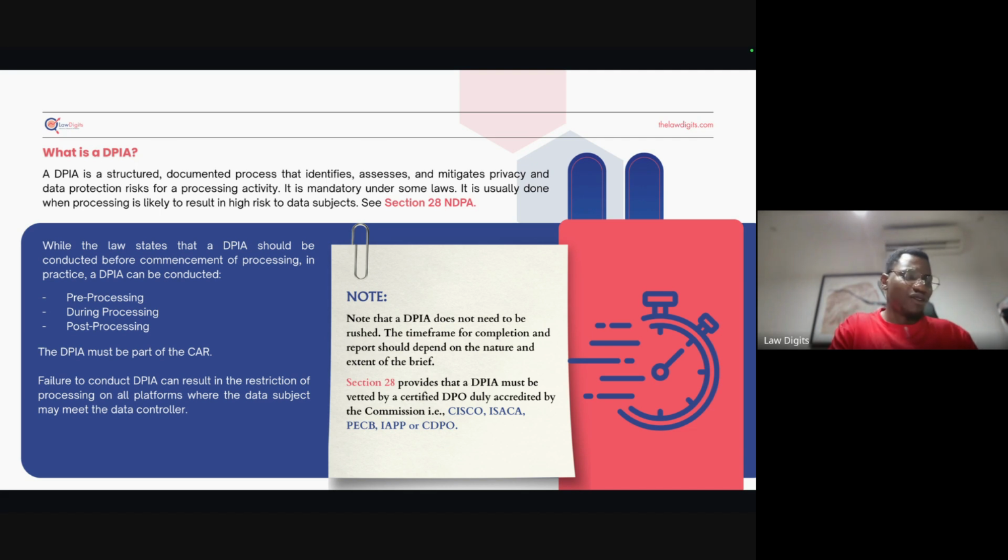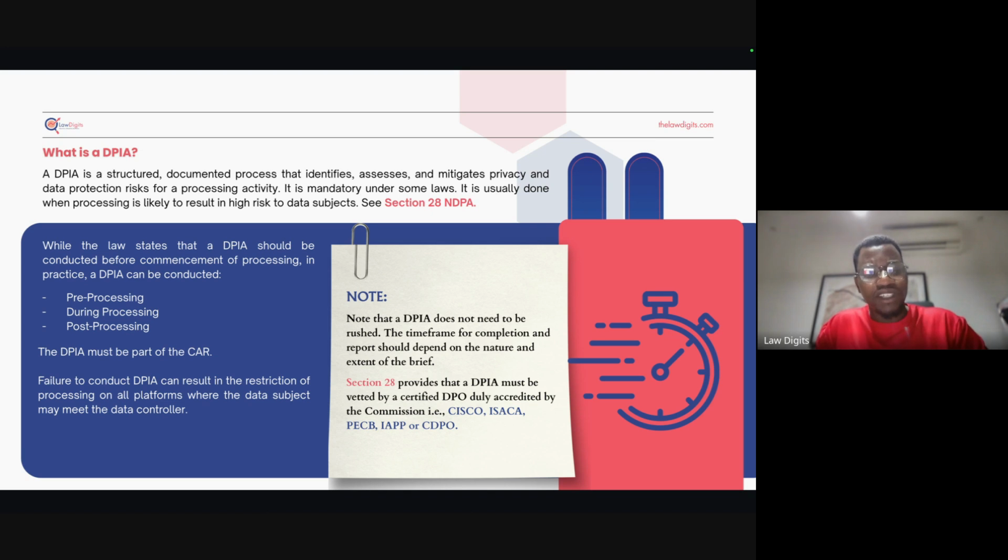Of course, they can commence prior to conducting it, but while they are processing, they can conduct it. They can do the assessment. The idea is for you to know what risks are obtainable and how to address those risks. So if I'm processing data and I want to understand the risk available, I can do it during processing, as well as during post-processing when it comes to DPIAs.